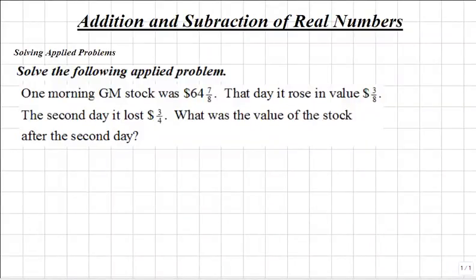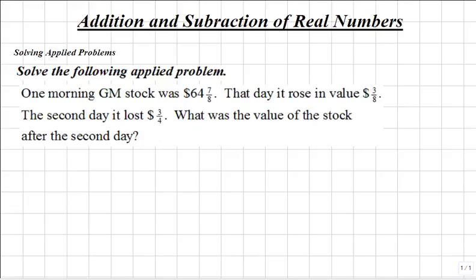Let's solve the following applied problem. One morning, GM stock was 64 7/8. That day it rose in value 3/8 of a dollar, and on the second day it lost 3/4 of a dollar. What was the value of the stock after the second day?